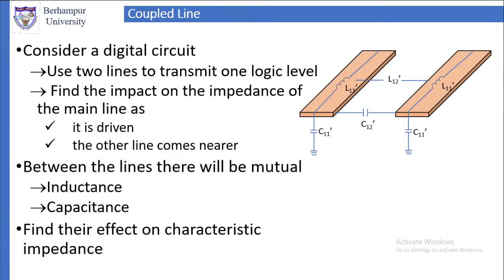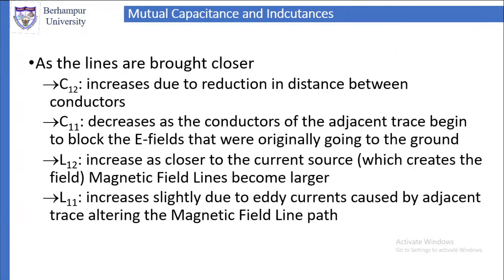What we have to do is find the effect of this mutual capacitance and inductance on the characteristic impedance of the line. How are we going to do that? That is important. First, remember the effects of mutual capacitance and inductances. When we bring the lines close to each other, then C12, the mutual capacitance, will increase.